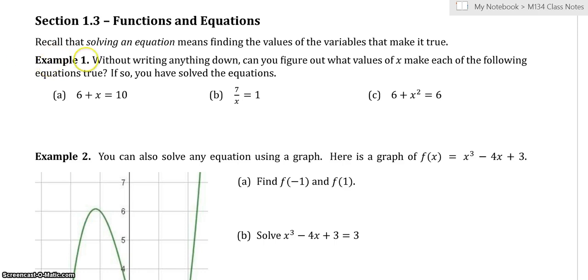And it says here, recall that solving an equation means finding the values of the variable that make it true. So for example, when we did it in section B.1, we solved some linear equations. It says, without writing down anything, can you figure out what the value of x makes each of the following equations true? So notice we do have an equation here since this is an equal sign. Without writing anything down, we know that 6 plus what is 10? 4.